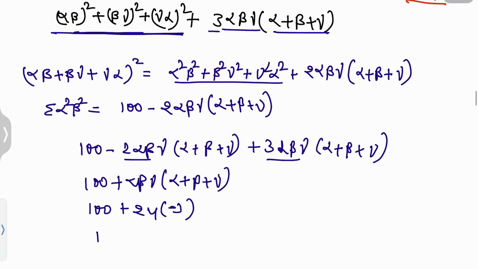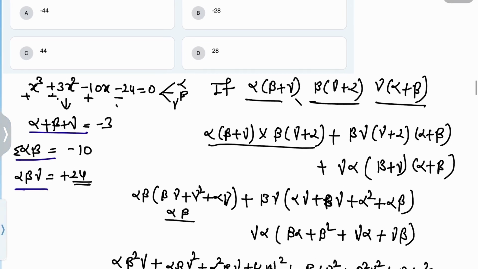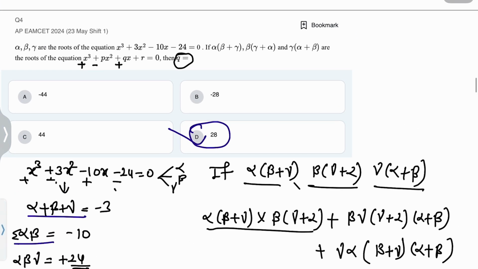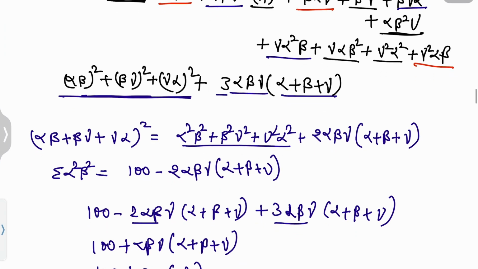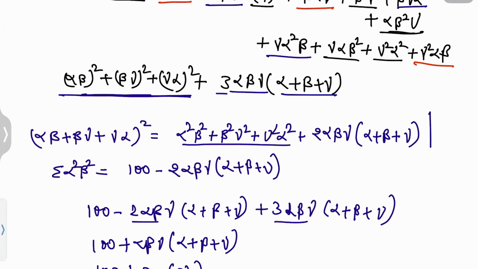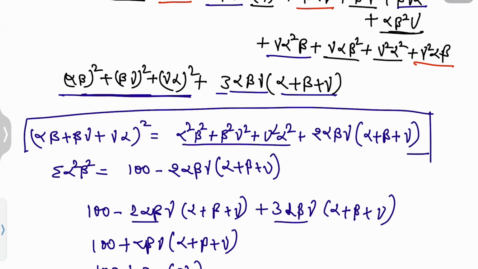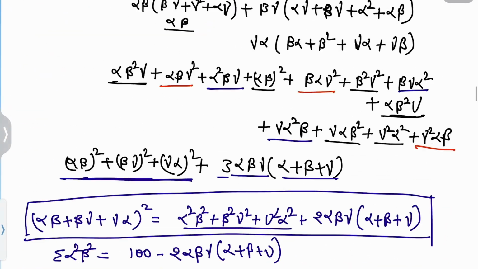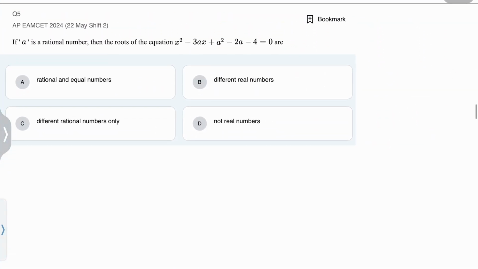So 100 minus 72, and the answer is 28, right? It is not easy, it is a lengthy question, so the answer is 28. Some questions are lengthy, but using this formula is important. Okay, let's start the next question.